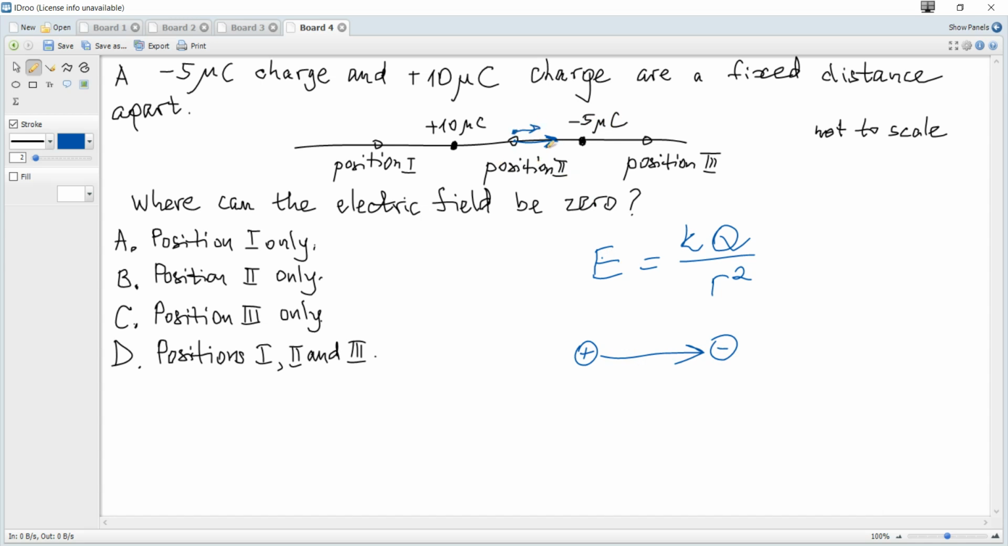And we can see there are two vectors which are directed to the right, hence the resultant vector is also to the right, and we cannot get zero at all. And it's not necessary to consider magnitudes.